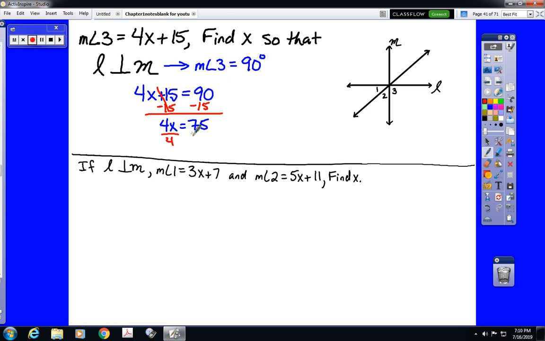I know what you're thinking, Mr. Wills, 75 doesn't divide by 4. You're absolutely correct, it does not. So we would say x is 75 fourths. We would reduce it if possible, but it doesn't reduce.